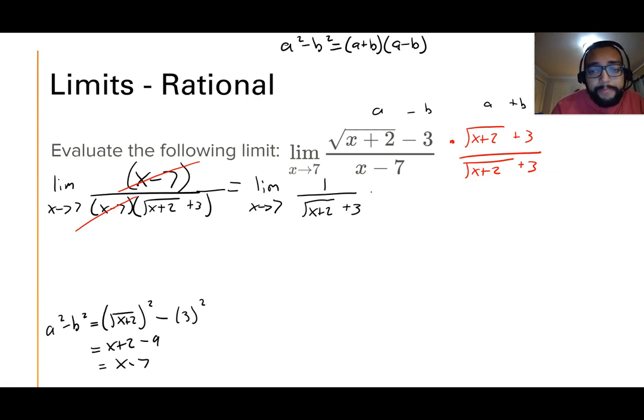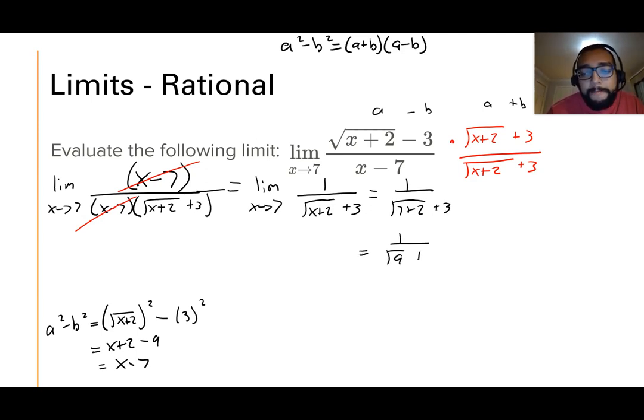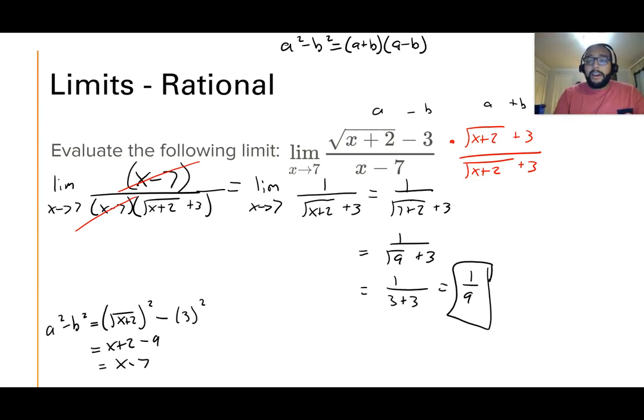plus 3, which is great news because if I was to plug in 7 now, life would be good and great, because 7 plus 2 is 9, and we know that the square root of 9 is 3, which would lead me to say that the limit as x approaches 7 of that rational would be 1 over 9.